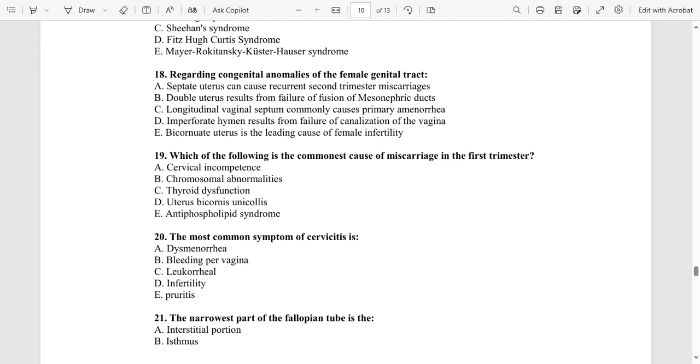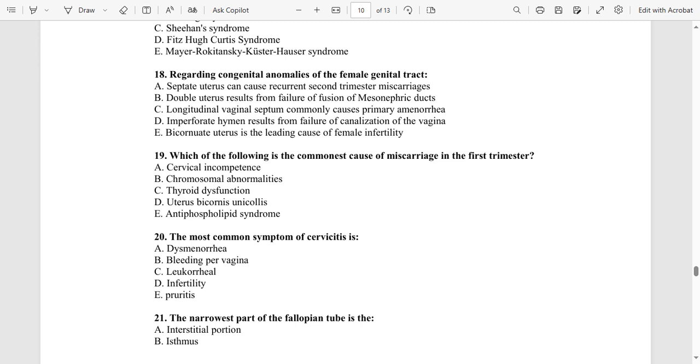This one is saying imperforate hymen results from failure of recanalization of the vagina. So an imperforate hymen is a failure of canalization of the hymen itself, which is going to be an opening of the vagina. Not really the vagina itself, as this option is saying. So imperforate hymen is failure of the hymen to canalize. Actually, the hymen and the vagina come from different places biologically.